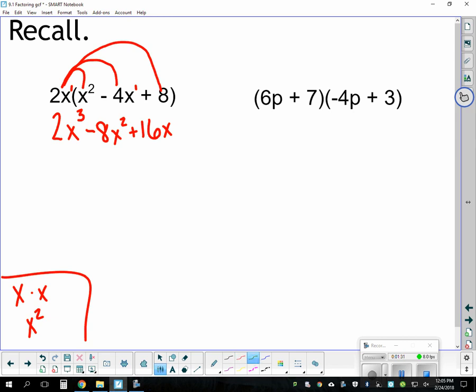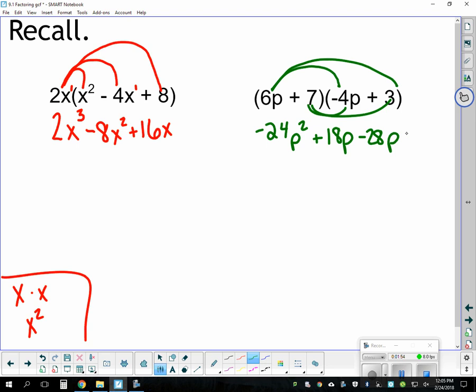Same type of thing on that second one. You just have a little bit of a different distribution pattern. The first thing to distribute is 6p. That goes to negative 4p, which is negative 24p squared. And then 6p times 3 is 18p. Then you've got to distribute the 7. So 7 times negative 4 is negative 28p, and then 7 times 3 is 21. Well, we have some like terms here in the middle. So negative 24p squared minus 10p when you combine 18 minus 28, and then plus 21.